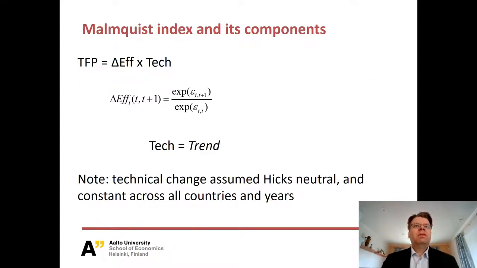And then when I look at the productivity change, I look at the change in these residuals, and I interpret the technical change as this time trend. This is similar to the discussion in my previous lesson. Obviously this assumes that the technical change is Hicks neutral, and also that technical change is constant across countries and years. So there is a common frontier shift, and this is in fact the same in any other decomposition, that technical change is common across all countries. However, there can be biases based on labor and capital, and that's why the technical change rate can be different, for example, in DEA decompositions.